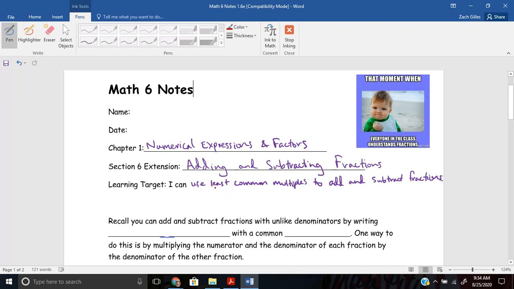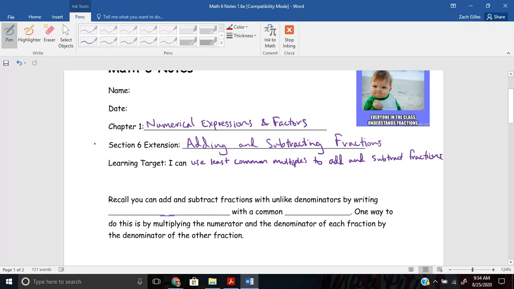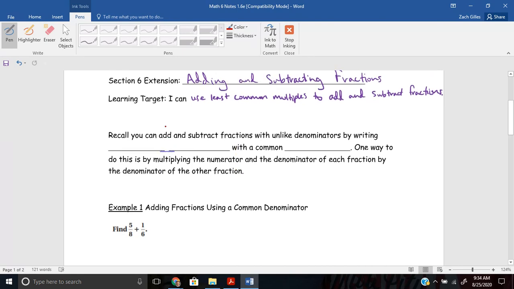Our learning target is I can use least common multiples to add and subtract fractions. Make sure you're filling in the blanks here with your name and your date, and we'll start with a little bit of vocabulary. It says, recall you can add and subtract fractions with unlike denominators by writing equivalent fractions with a common denominator.